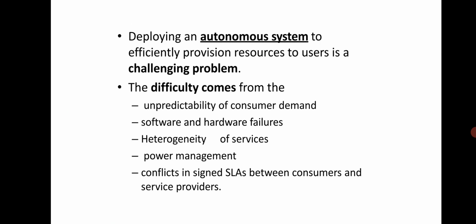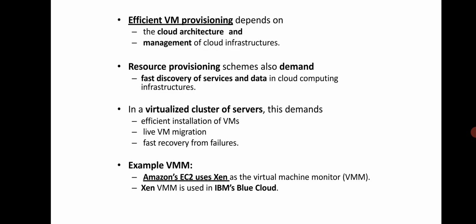Deploying an autonomous system to efficiently provision resources to users is a challenging problem. The difficulty comes from the unpredictability of consumer demands, software and hardware failures, heterogeneity of services, power management, and conflicts in signed service level agreements between consumers and service providers.